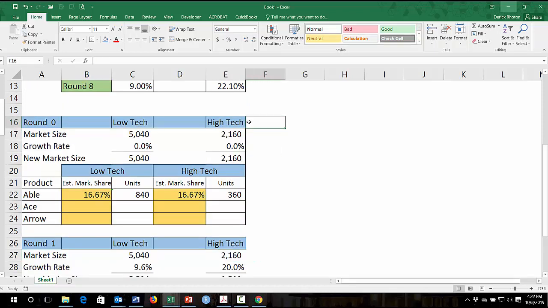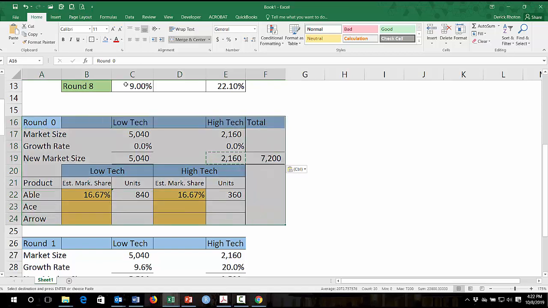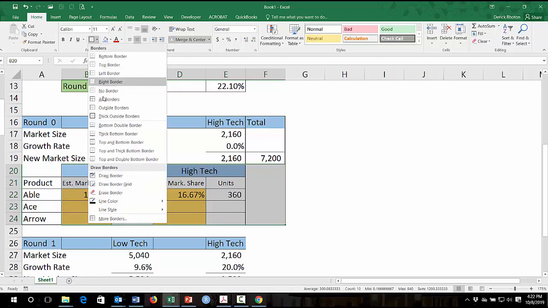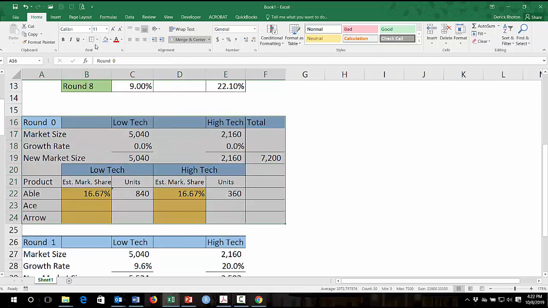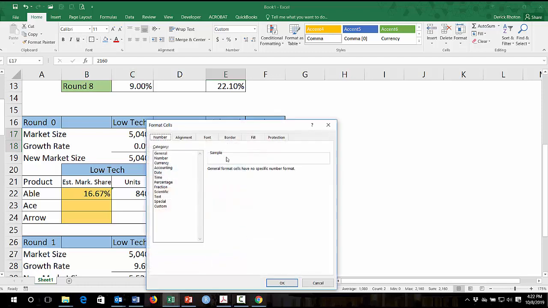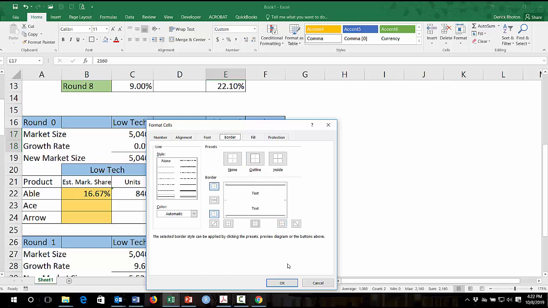And I'm going to add one more column over here. I'm going to call this total. I'll just do it like this. So I can do total here, and I'm just going to paste the formatting right there. Then I'm going to undo this bold and make it bold all the way over here, all the way down to some small borders. I should have done the big bold first. Let's see here. Yep, I'll just do format cells on the border. I don't want anything on that side.